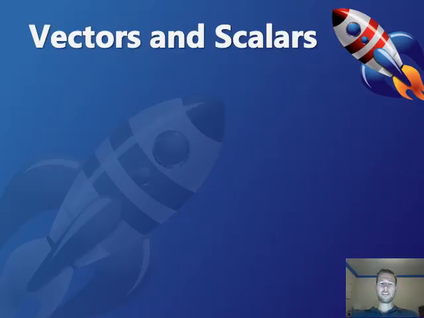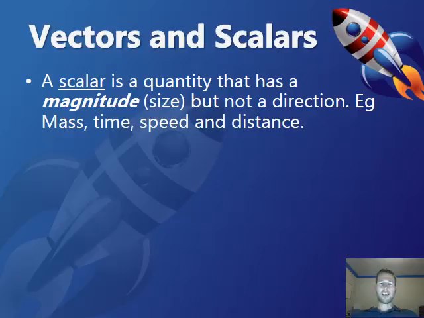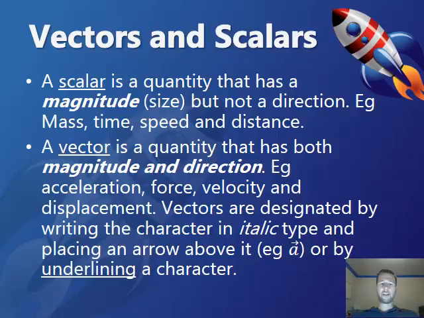We'll define vectors and scalars. A scalar is a quantity that has magnitude only, but has no direction. An example of this would be mass, time, speed, and distance. All of these quantities only have a size. A vector, however, is a quantity that has both magnitude and direction. An example of this would be acceleration, force, velocity, displacement, all where direction is important.